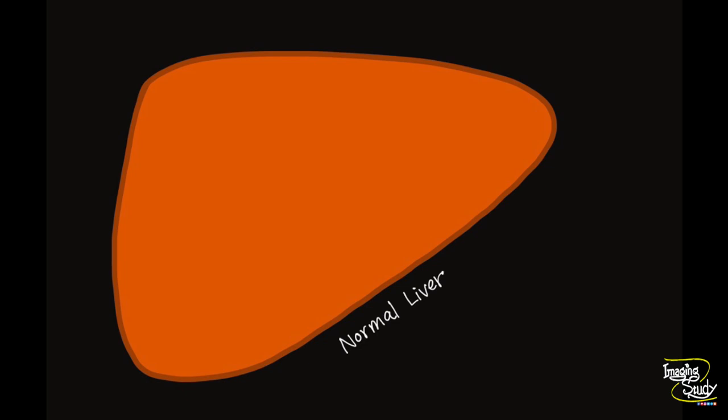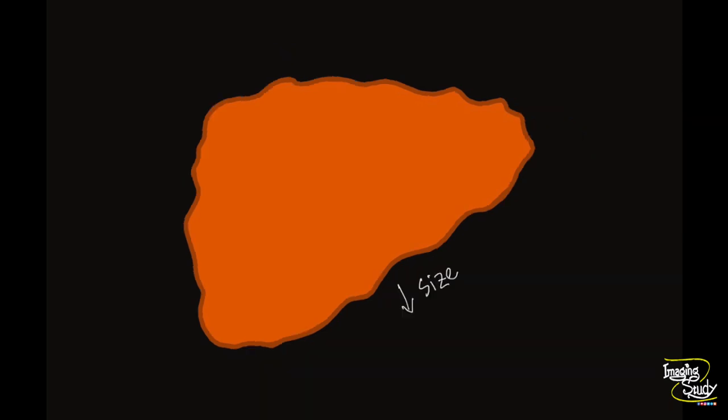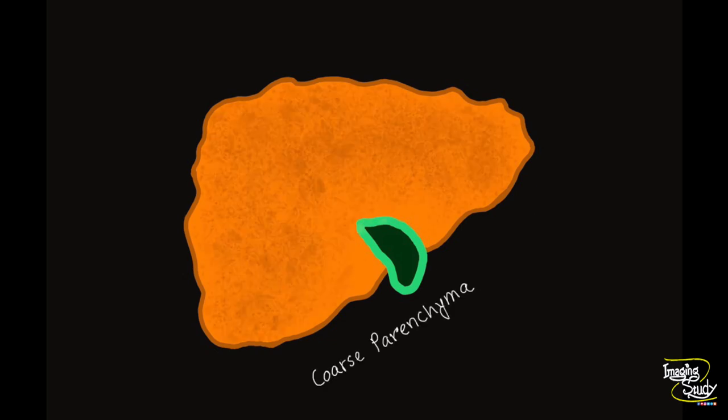So here, think of this normal liver. If you do some scar formation here, there will be irregularity of the margin. If you destroy all the hepatocytes, the liver will shrink and be smaller in size. In case of cirrhotic liver, if there is any hypoalbuminemia, then the gallbladder wall will be thickened. Due to fibrosis, the liver parenchymal echogenicity will increase and it may show a coarse nature.